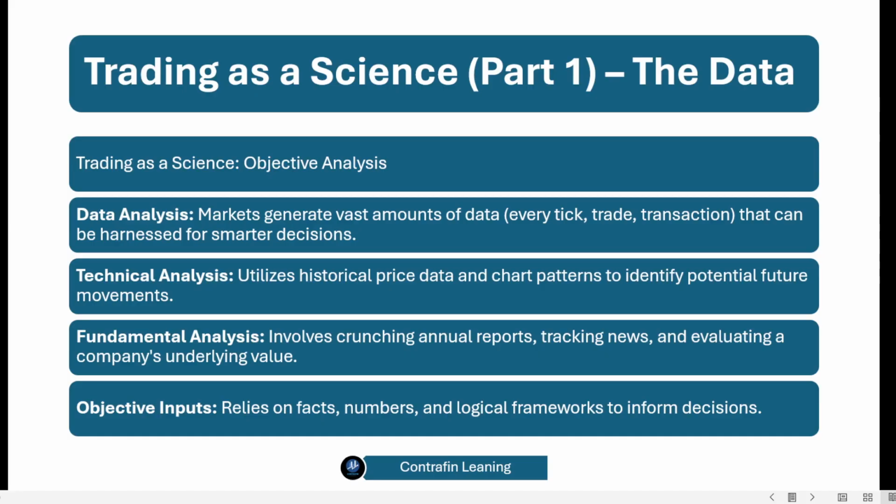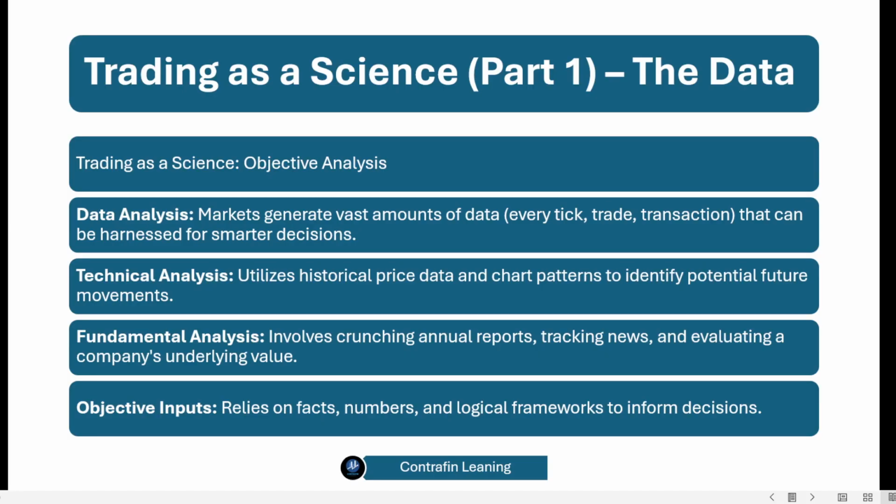And this is what the big funds are doing. Technical analysis, utilizing historical price data and chart patterns to identify potential future movement. This is what a lot of people are doing these days. You will see the candlestick charts and patterns. Fundamental analysis, involving crunching annual reports, tracking news, and evaluating a company's underlying value. Objective inputs, relying on facts, numbers, and logical frameworks to inform decisions.